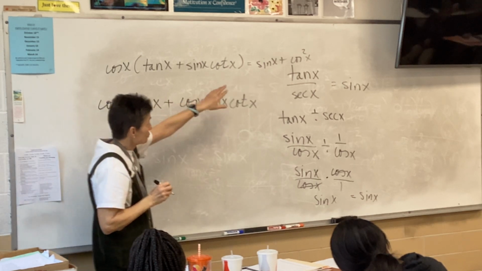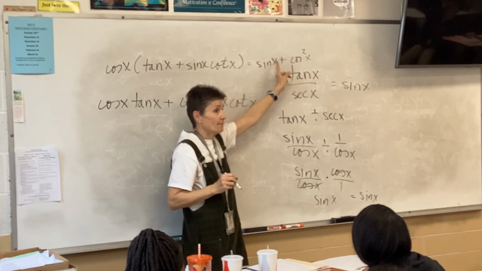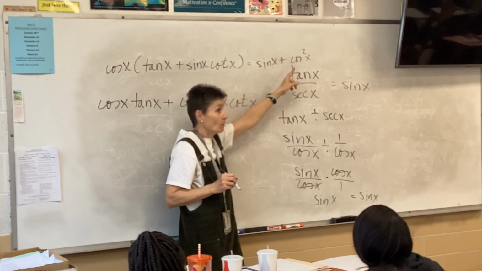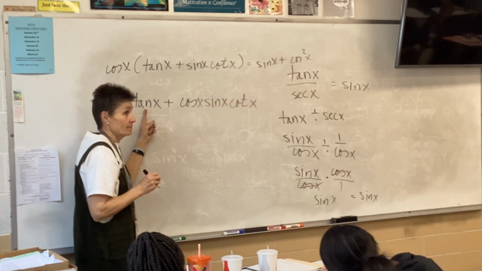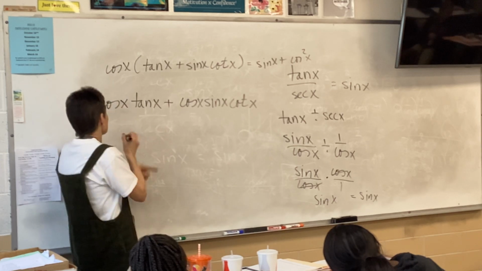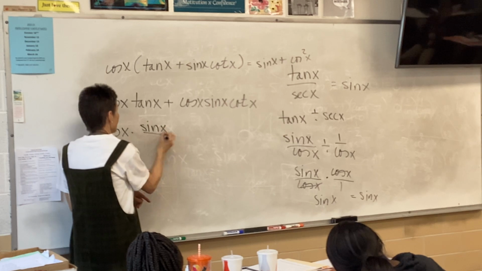Now look at this, your "to prove" right here. Are there any tangents in that? In the "to prove," are there any tangents? No. So let's get rid of this tangent. What do I know about tangent? It's sine over cosine. So cosine times sine over cosine.